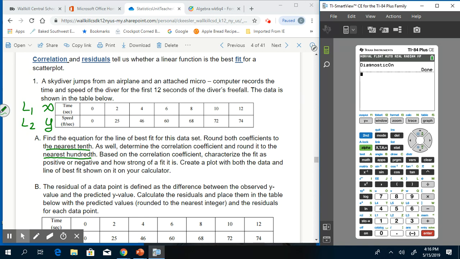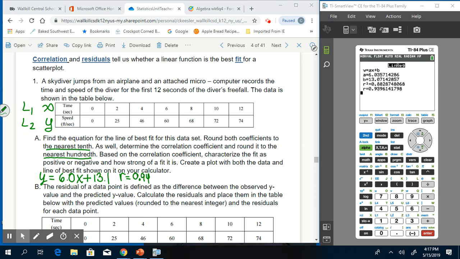All right, so now that we have our list L1 and L2 set up, we can go to Stat, we can go to Calc, and we can choose choice 4 for Lin Reg, enter all the way through. And now we have our equation and our R value. Our equation for this line of best fit is going to be, remember they want it to the nearest tenth, y equals 6.0x plus 13.1. There's our equation of the line of best fit. And our R value, rounded to the nearest hundredth, is 0.94.